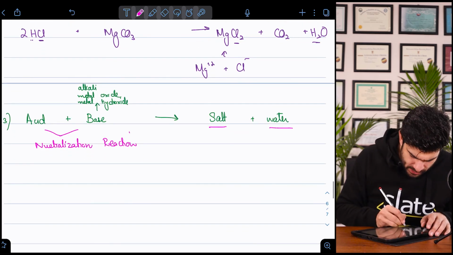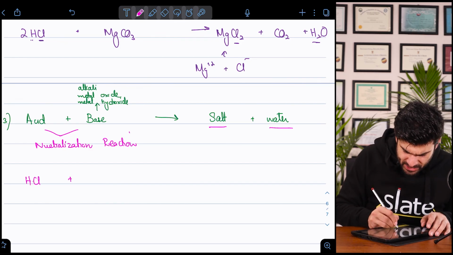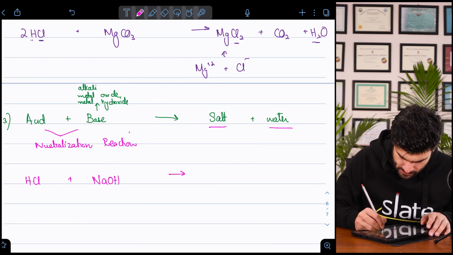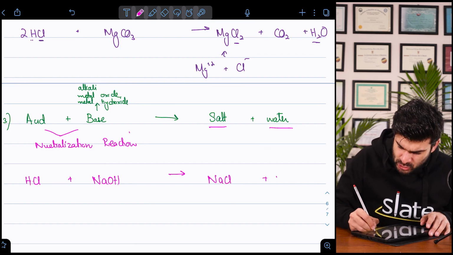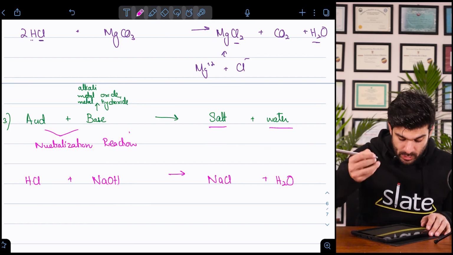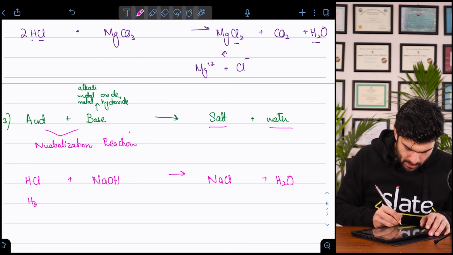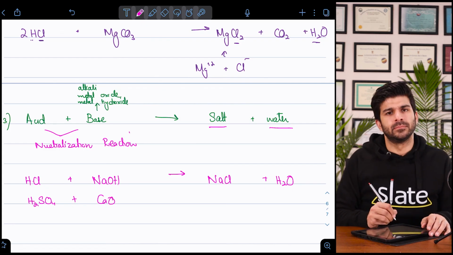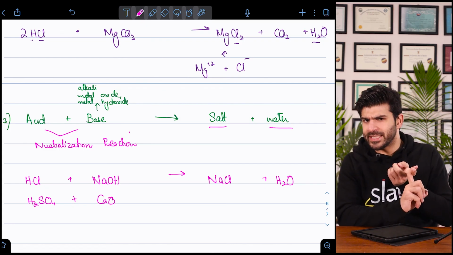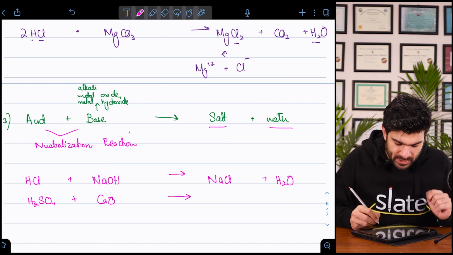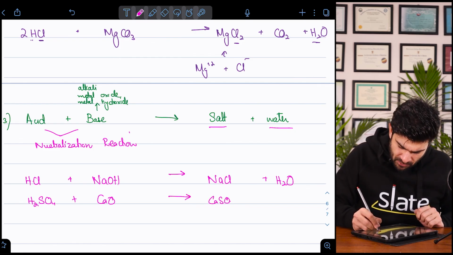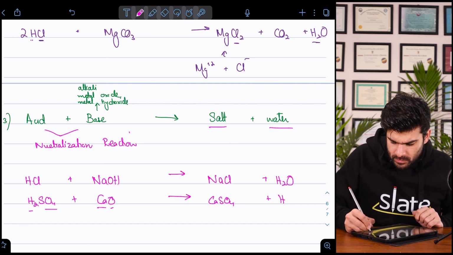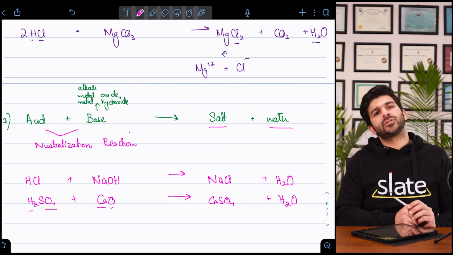So let's quickly do that. HCl is an acid. Sodium hydroxide is a metal hydroxide. What do we get? NaCl, the same salt, and H2O. It's a balanced equation. Let's do it in a different way. H2SO4 plus calcium oxide. Because metal oxide can also be there, as I said. The reaction will be the same. It would be calcium sulfate, calcium and sulfate, plus H2O, water. So this is a neutralization reaction.